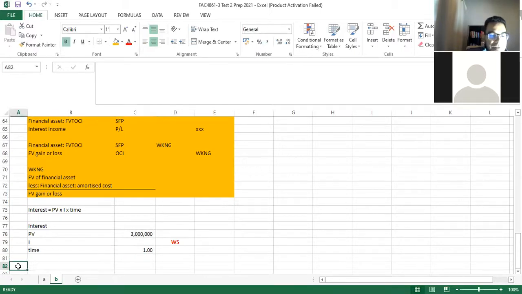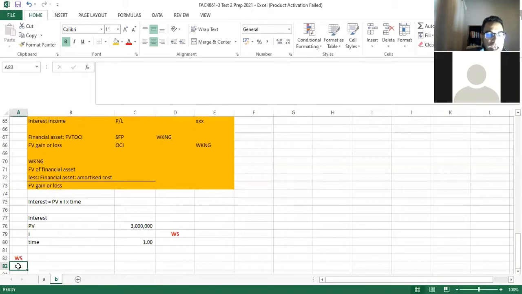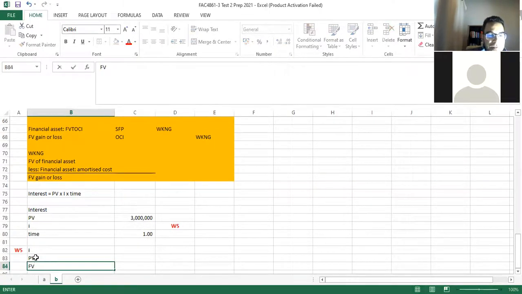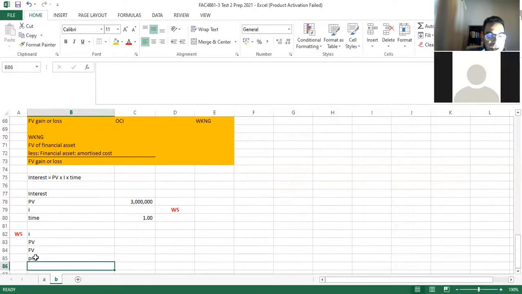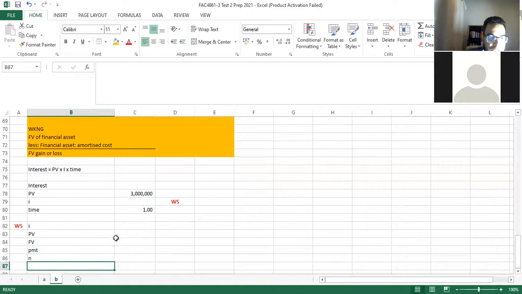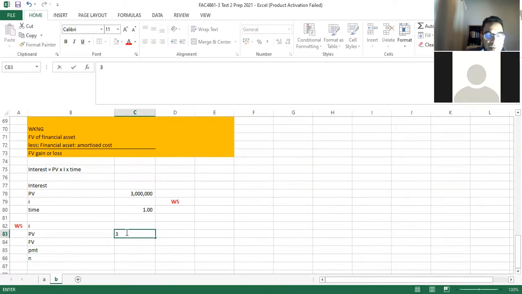Now for working 5, we will work out the effective interest rate, which is I. In order to get I, we need PV, FV, PMT, and N, and that's all. The present value is the 3 million, which is your fair value. Future value is the lump sum payment at the end of the period. Remember, they said the item is going to be redeemed at face value at 2.5 million.